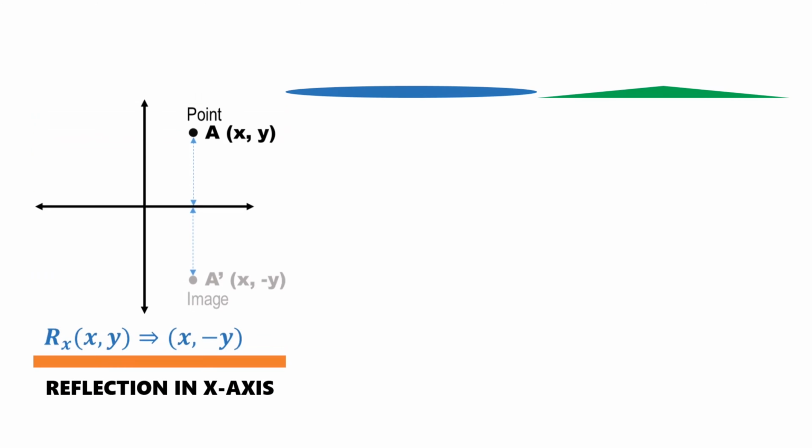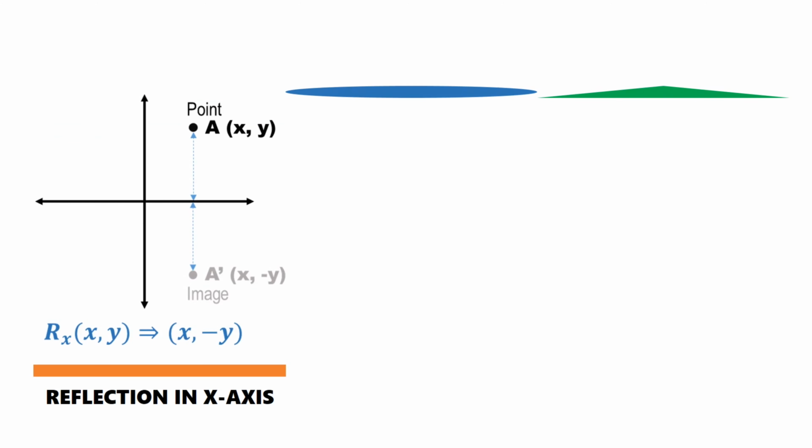First one is reflection in the x-axis. When a point is reflected in the x-axis, the x coordinates remain the same, but the y coordinates are transformed into its opposite sign. Therefore, the reflection of the point x, y in the x-axis, which is denoted by Rx, is x, negative y.